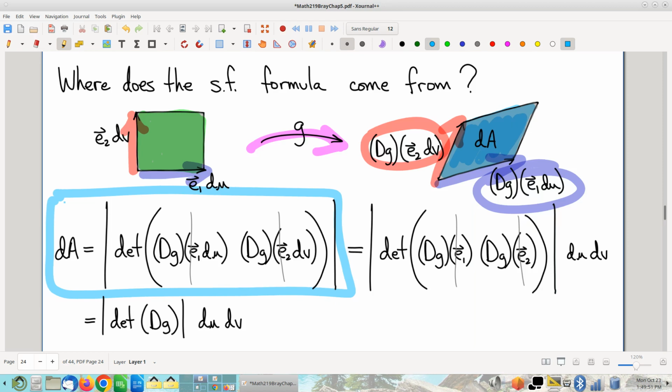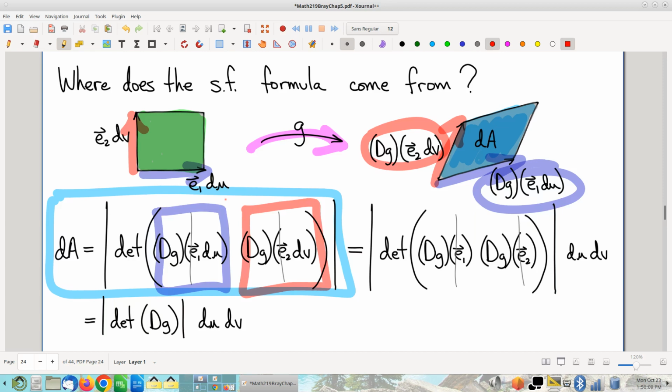Parallelogram in R2, in fact. This is the determinant of the matrix that you get, well, absolute value, of course, but the matrix that you get by making the first edge the first column of the matrix, and the second edge the second column of the matrix. Like so.